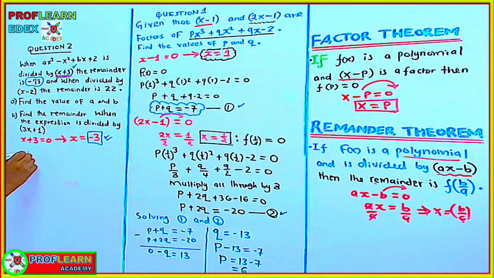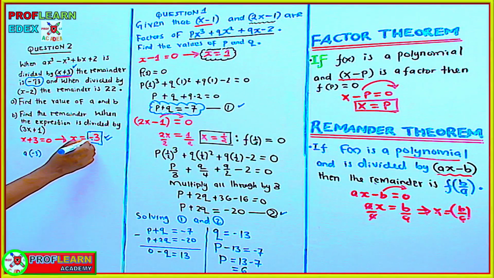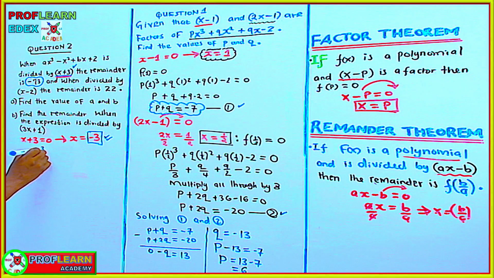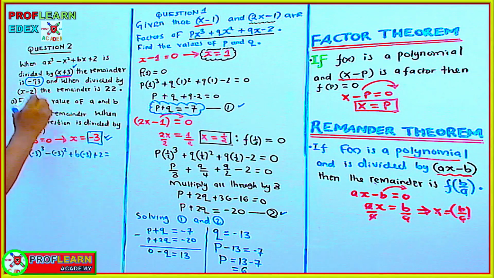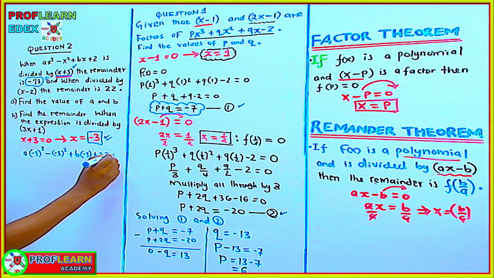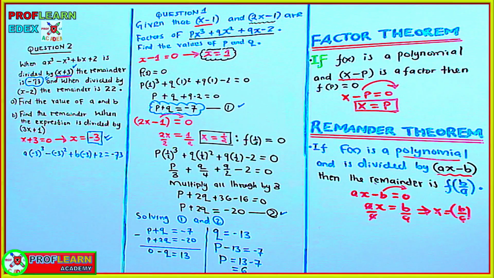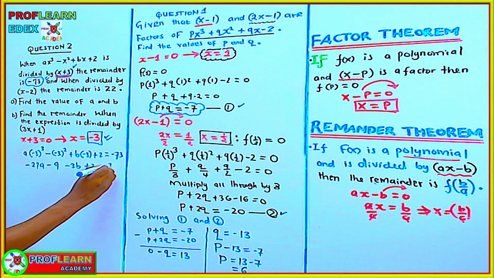This is going to be a into bracket negative 3. We have said x is negative 3, then cubed minus negative 3 squared plus b into negative 3 plus 2. The answer must give you negative 73. Now, simplifying this is going to be negative 27a. This is going to be minus 9 minus 3b plus 2 is equal to negative 73.